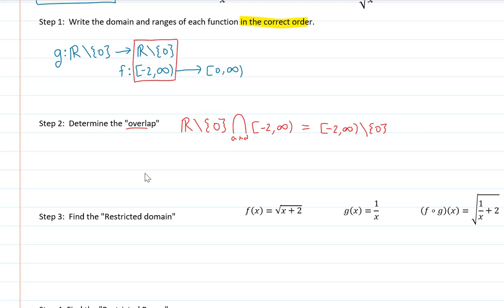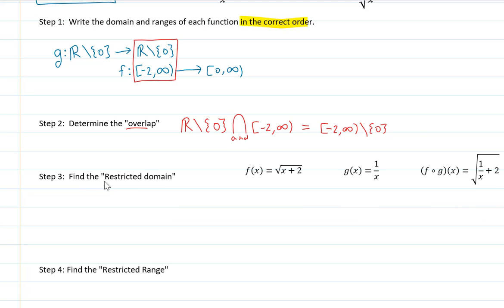Now we can find the restricted domain. When you're finding the restricted domain, it's important to realize that this is the domain that we are restricting, the R take away 0. So we need to look at the G function. And in particular, we need to guarantee that the output of our G function needs to live in the overlap.